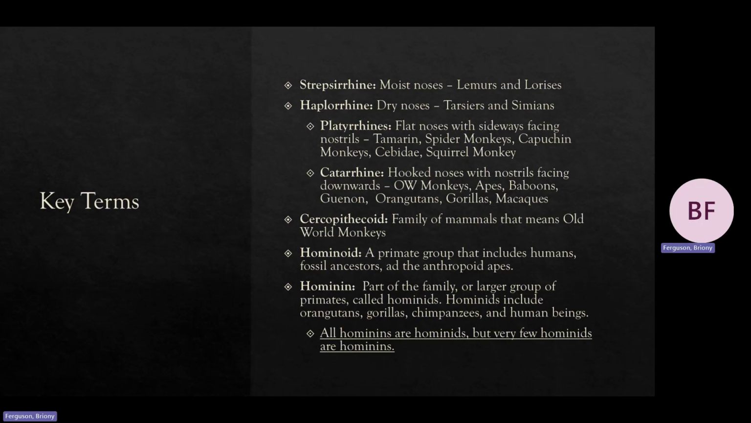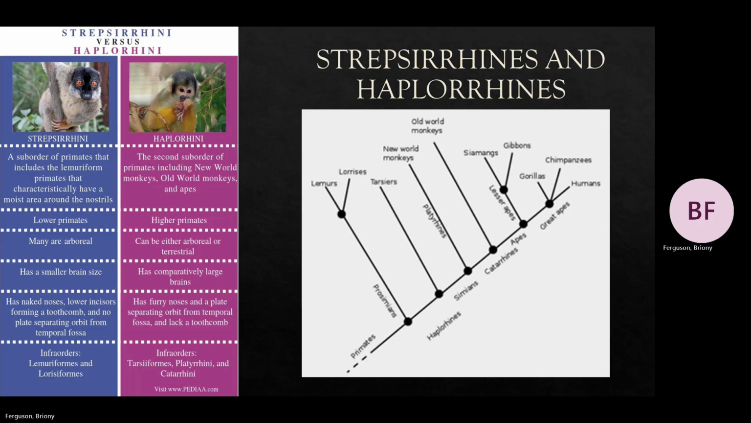It's kind of the square and rectangle thing that you learn in math. All hominins are hominids, but very few hominids are hominins. Here you can see a little bit more about the differences between strepsirhines versus haplorhines. And then this little cladogram here kind of shows you how everything branched off.